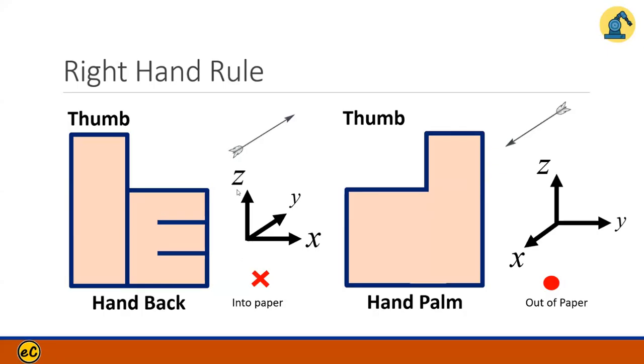Any question? So you have a hand, right hand. You have to use your right hand. Your palm direction is your A direction. You cross it to the B direction, and your thumb direction will be your C direction. Okay, that's the basic idea of the cross product.